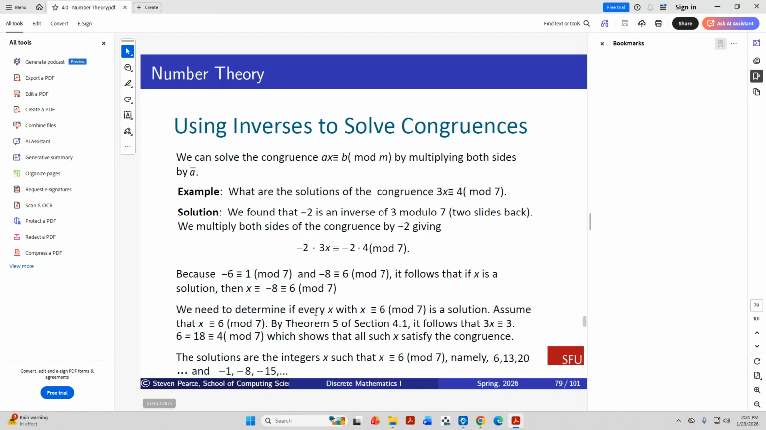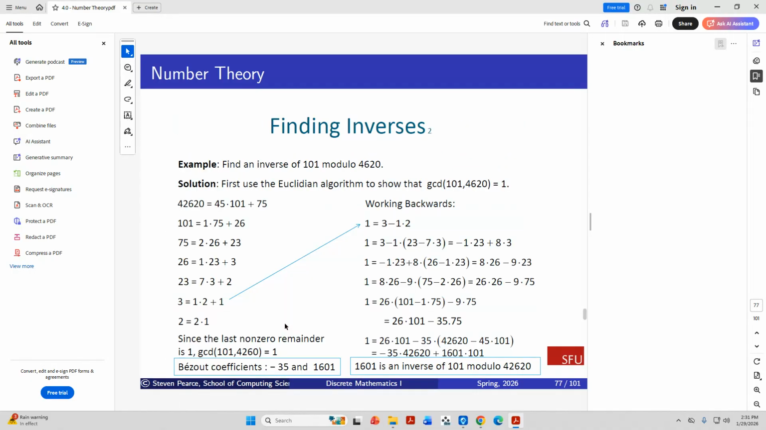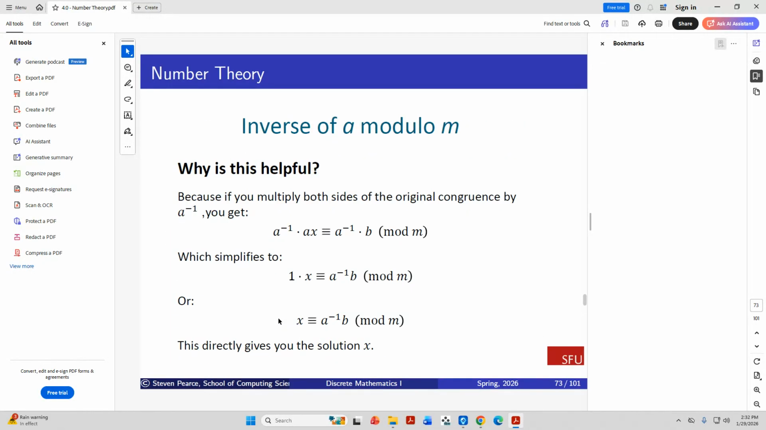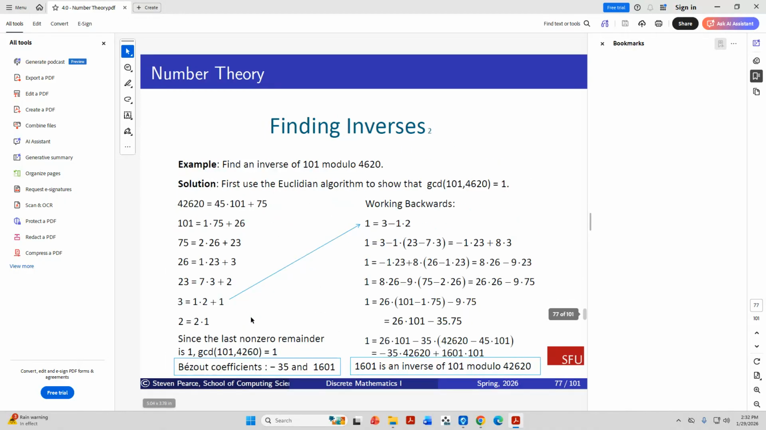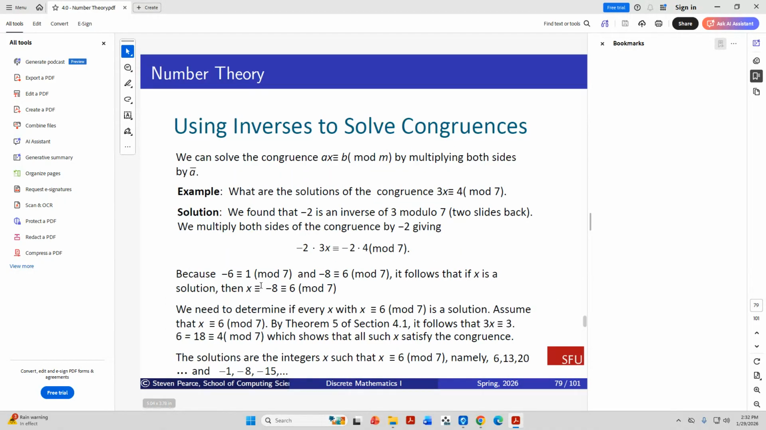So we need to determine if every x with x congruent to 6 mod 7 is a solution, all right? Assume that x is congruent to 6 mod 7, then by theorem 5, oh God, wherever the hell it is. Okay, forget it. There's no sense in moving back, wasting time. In 4.1, way at the beginning, it follows that 3 times x is congruent to 3.